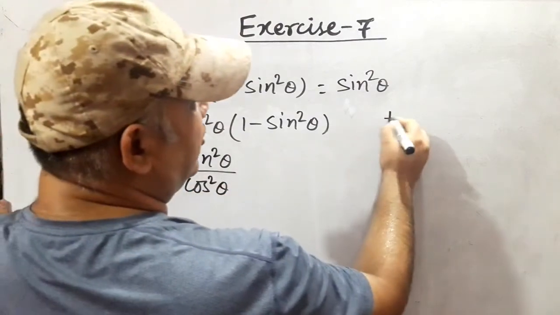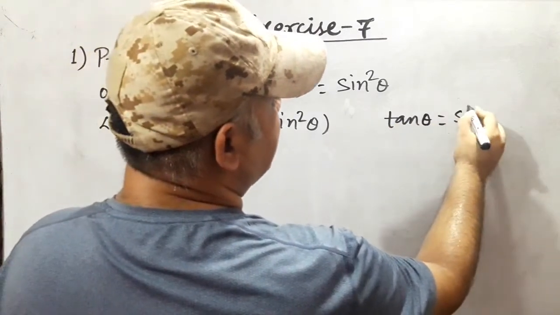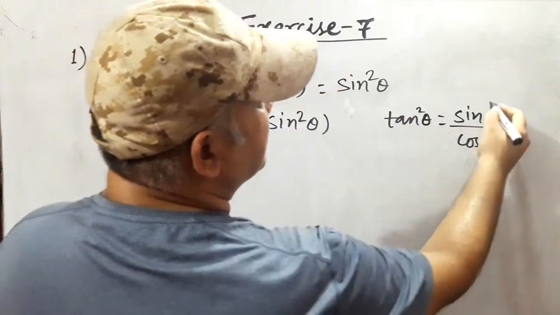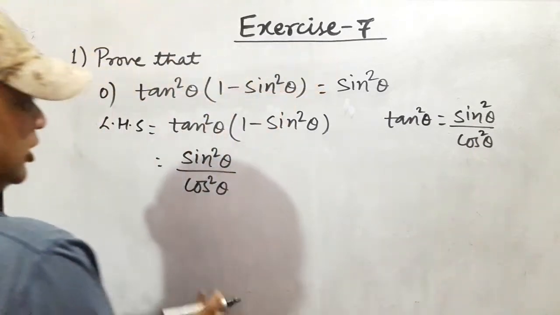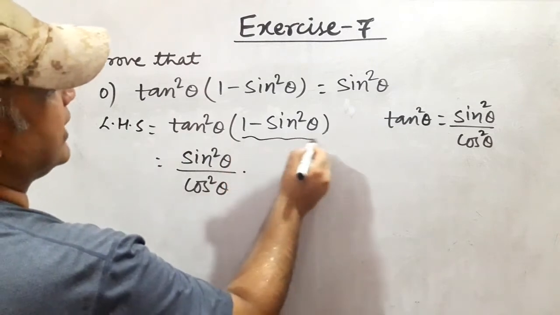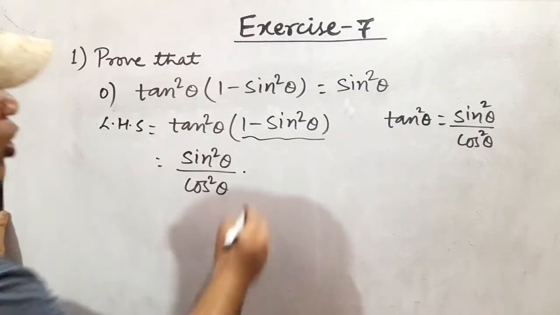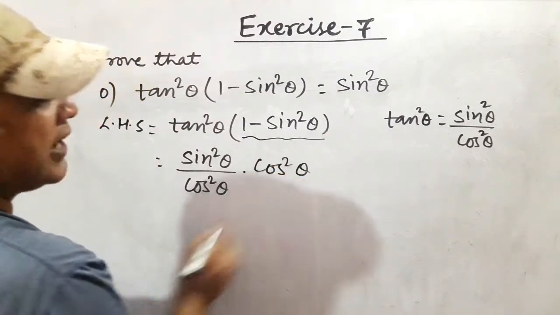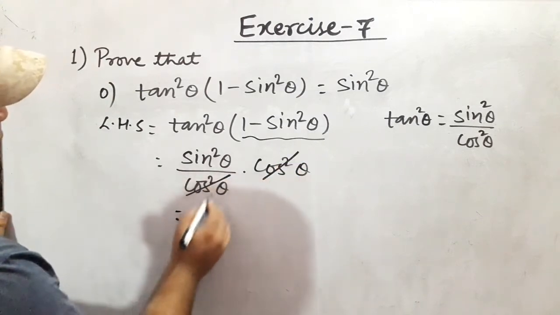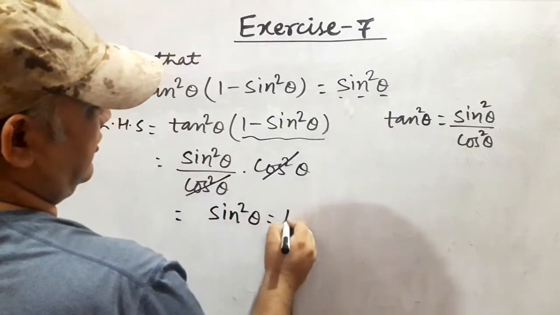Let's see, from quotient relation we have tan theta equals to sin theta by cos theta. Then tan square theta can be written as sin square theta by cos square theta. So for tan square theta we got sin square theta by cos square theta into 1 minus sin square theta. What is 1 minus sin square theta? 1 minus sin square theta equals to cos square theta from Pythagorean relation. So this denominator and this numerator get cancelled. We have sin square theta, which is our right hand side.